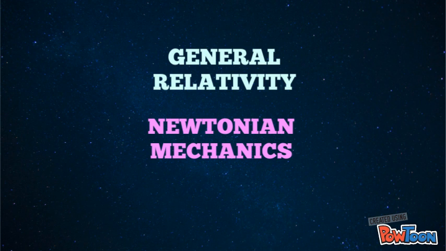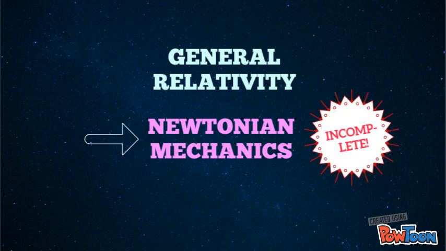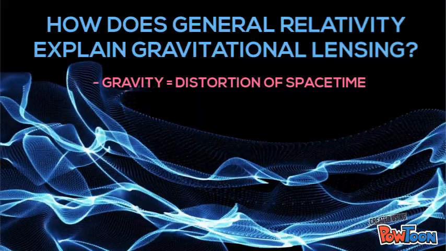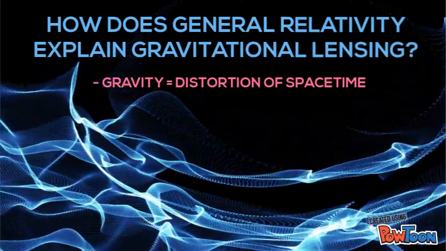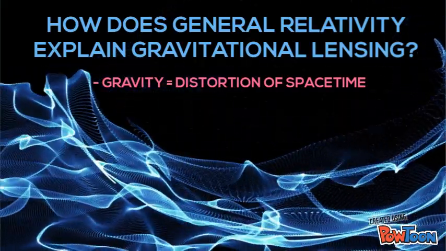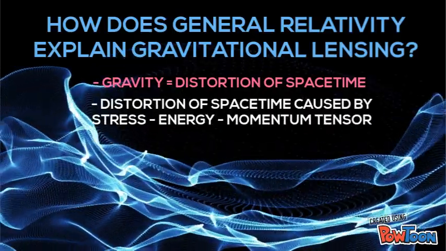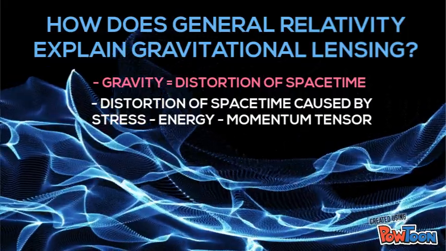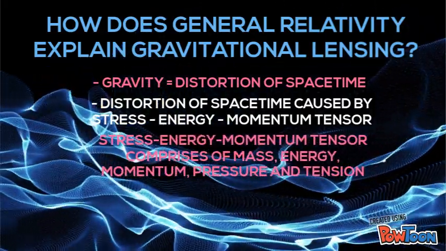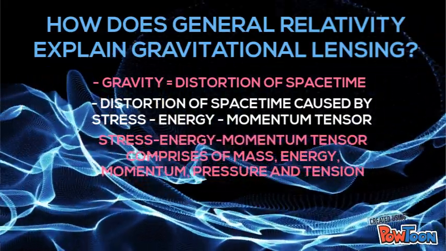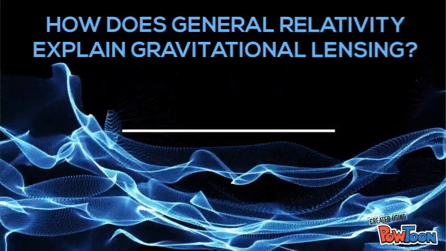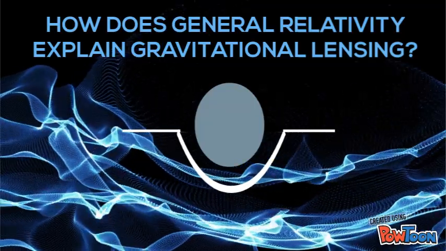The issue lied in the fact that Newton's classical outlook on gravity was seemingly incomplete. General relativity states that what we feel to be gravity is in fact a distortion in the fabric of spacetime, which is an amalgamation of both space and time. Distortion in spacetime is caused by something called the stress-energy-momentum tensor, which essentially comprises of mass, energy, momentum, pressure, and tension. These all combine to distort spacetime to produce gravity, much like putting a stone on a piece of paper would cause the paper to sink.